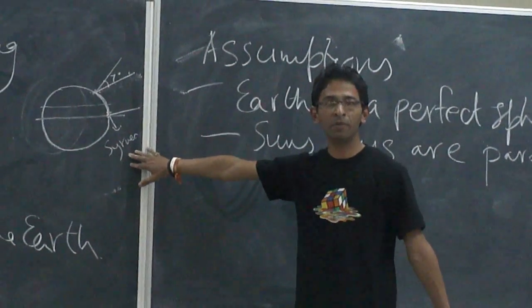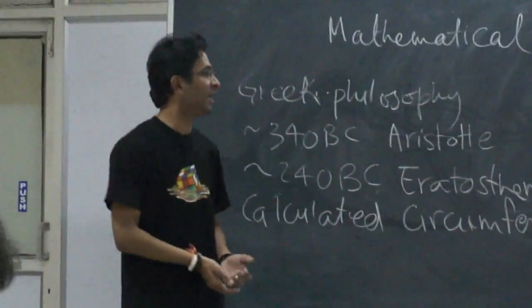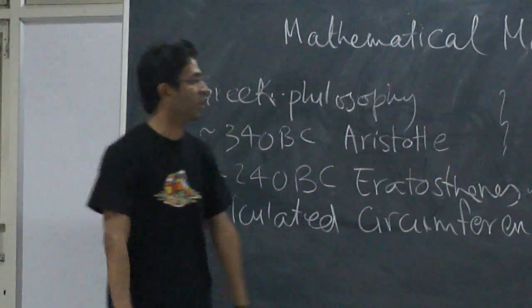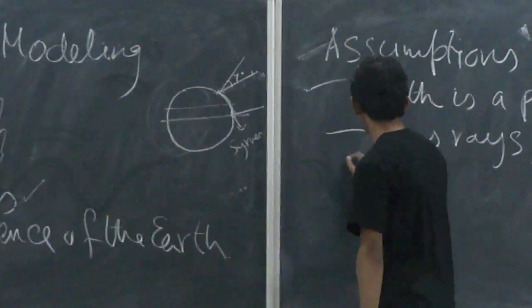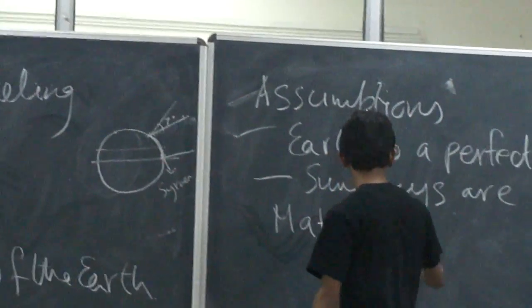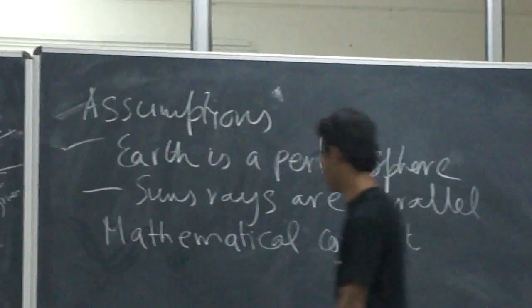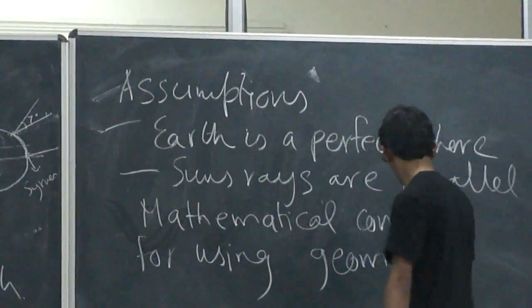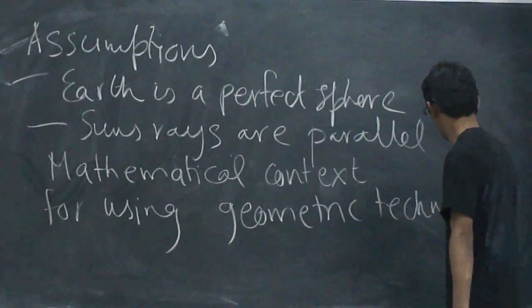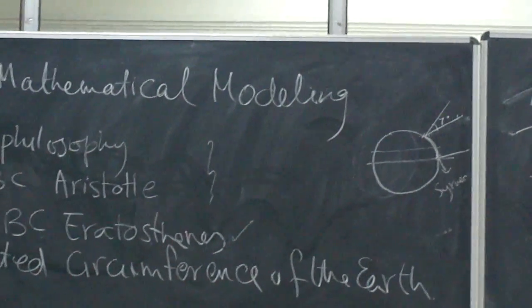So basically, what exactly did he do? He took a problem in the quote-unquote real world, and he translated the problem into something mathematical, where he could apply the principles of geometry. Basically, that this angle he calculated using the properties of parallel lines. So his contribution was that he provided a mathematical context for studying a problem like this, for using geometric techniques. So in general, this is what mathematical modeling is about.